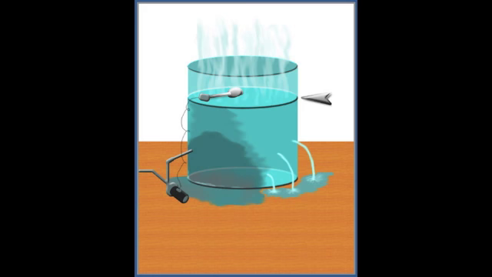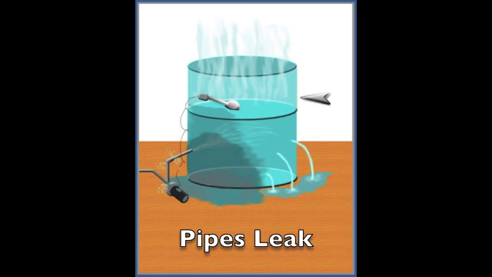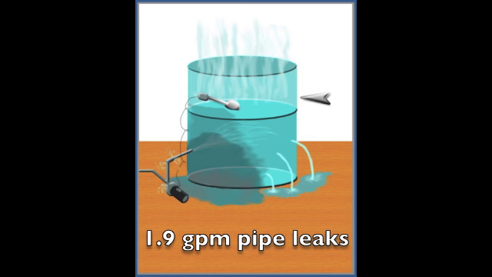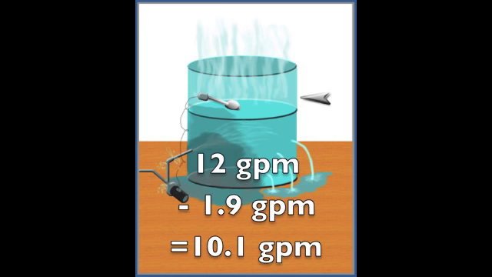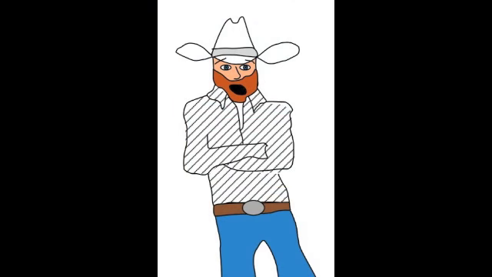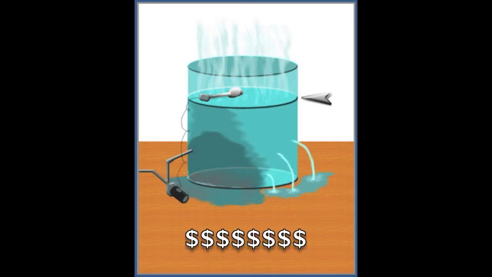Unfortunately, you were a little sloppy in your plumbing work and discovered that the pipe feeding the tank has leaks in it. It turns out that these leaks are about 1.9 gallons per minute. This means that of the 12 gallons per minute that the pump puts out, only 10.1 gallons is reaching the tank. About a month or so later, the farmer gets his electric bill and blows a gasket. He says that your pump idea is way too expensive and that you need to do something right away.